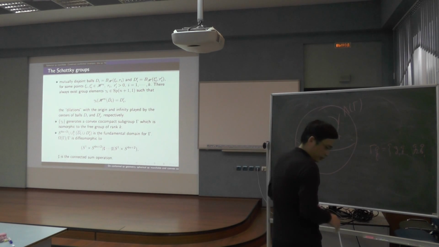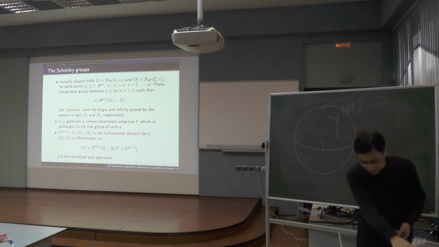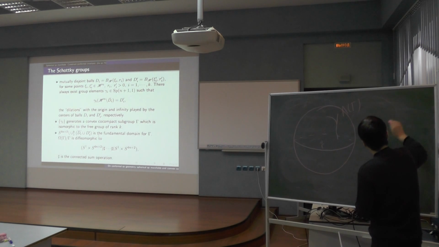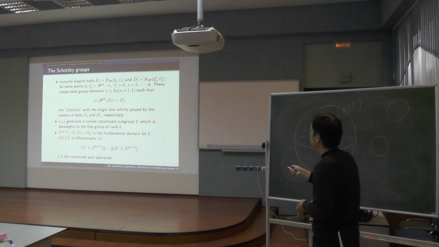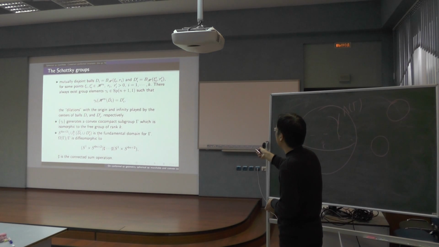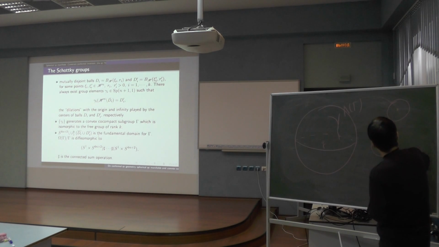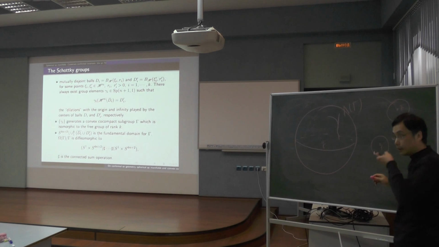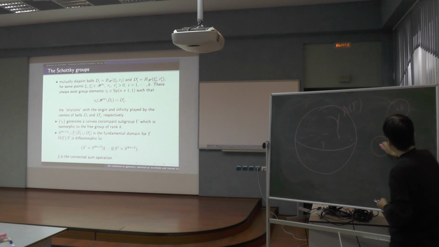So let me give some examples, called Schottky groups. You take two balls, D1 and D2, in the Heisenberg group, centered, for example, at p and q. You can map q to infinity and p to the origin, by translation and inversion, and then you take a dilation, mapping this boundary to this boundary.